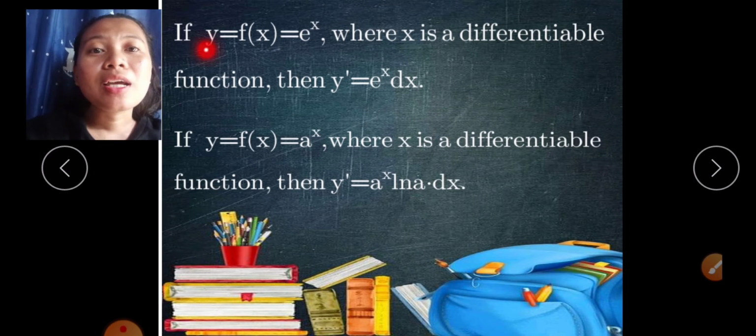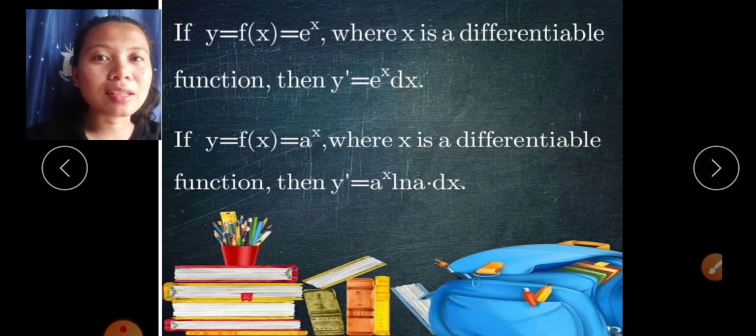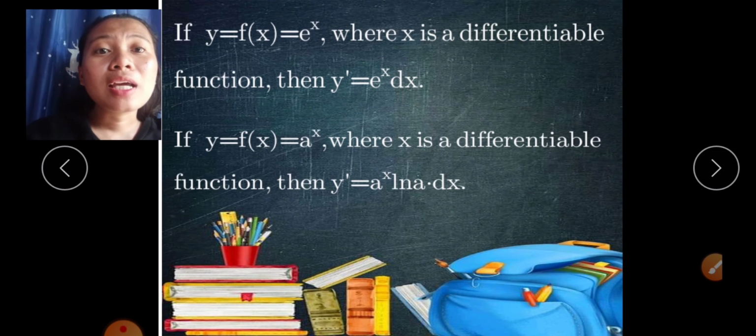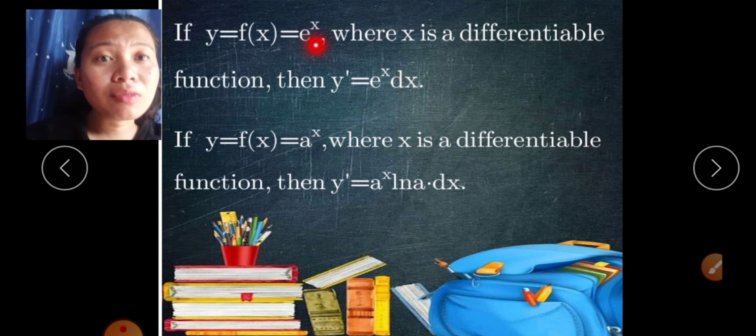So first, if y equals f of x equals e to the x, where x is a differentiable function, then y prime equals e to the x times dx. So ang pasabot aning first rule, if the derivative of y equals e to the x, then the answer is y prime equals, you copy the exponential form, which is e to the x. Then you multiply the derivative of the exponent, which is the dx.